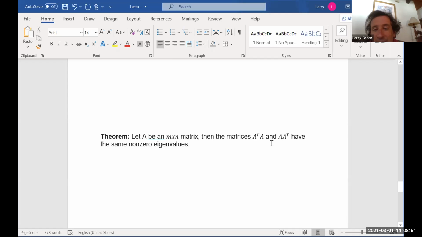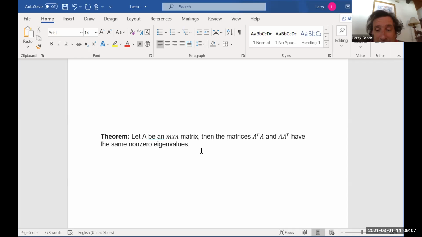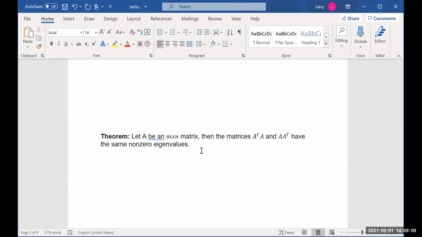So they're not even the same dimensions, these two matrices, but they have the same non-zero eigenvalues. Pretty cool, isn't it? The eigenvalues will be the same, but not the eigenvectors, right? Most likely anyway. I mean, if M is not N, not just most likely, it'd be impossible. They're not even in the same universe, right?